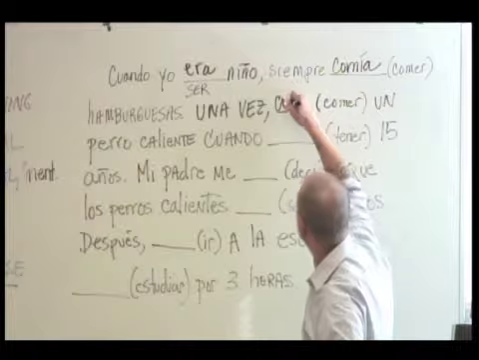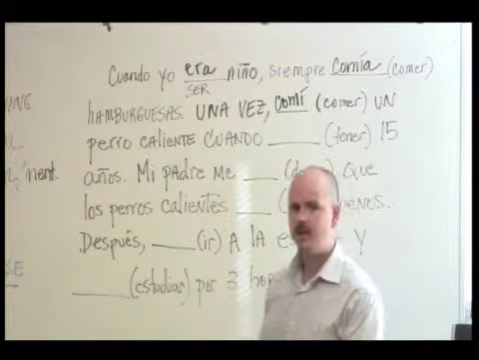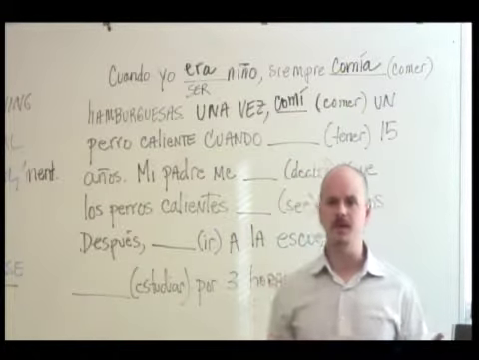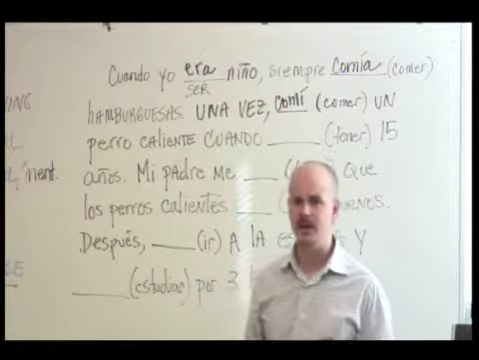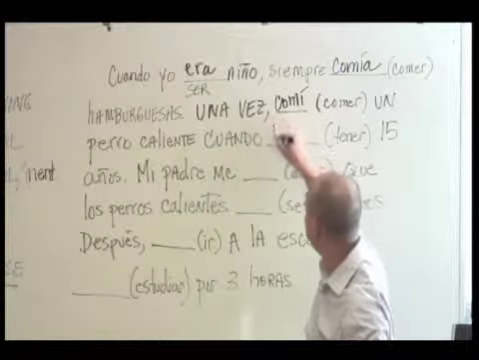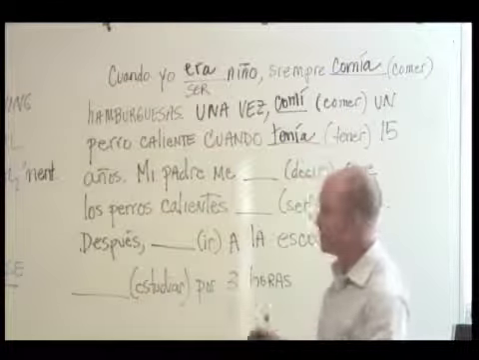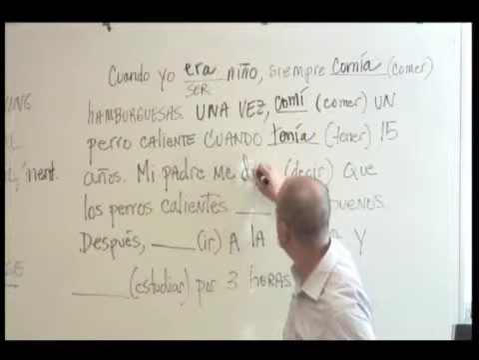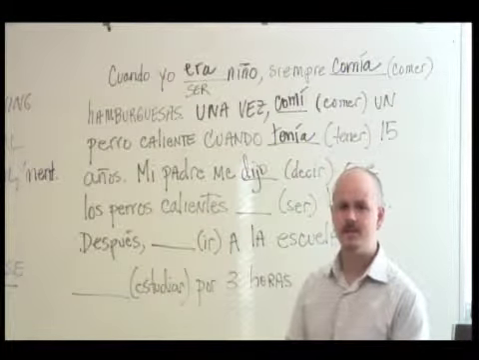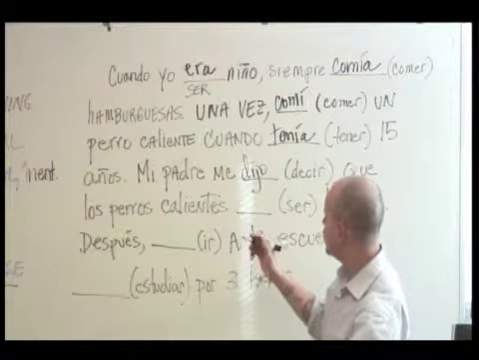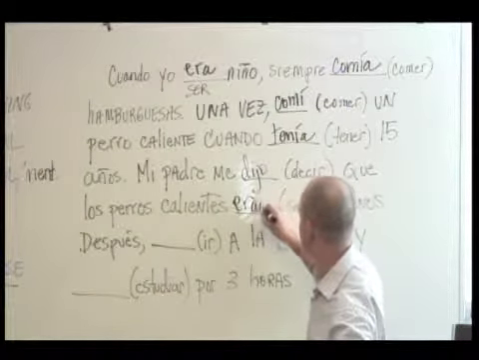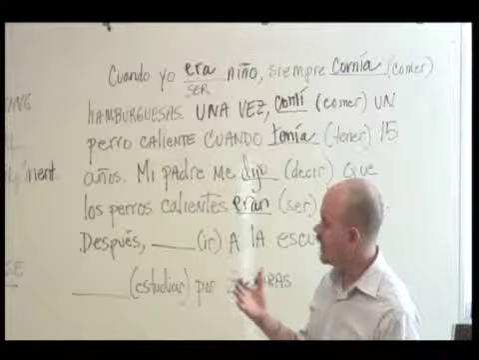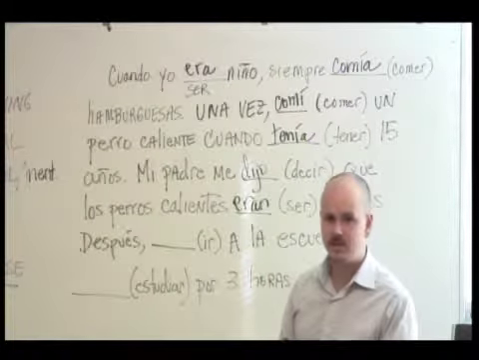Una vez comí un perro caliente. Here when I say one time, I ate a hot dog. And so we're looking at this as a completed action. Una vez comí un perro caliente cuando tenía 15 años. Once again, we have the age here, when I was 15 years old. Mi padre me dijo, so my father told me, it's just a completed action that he told me something, que los perros calientes eran buenos. Okay, here we're looking at indirect discourse, as well as, you could say, sort of setting the stage, this description.